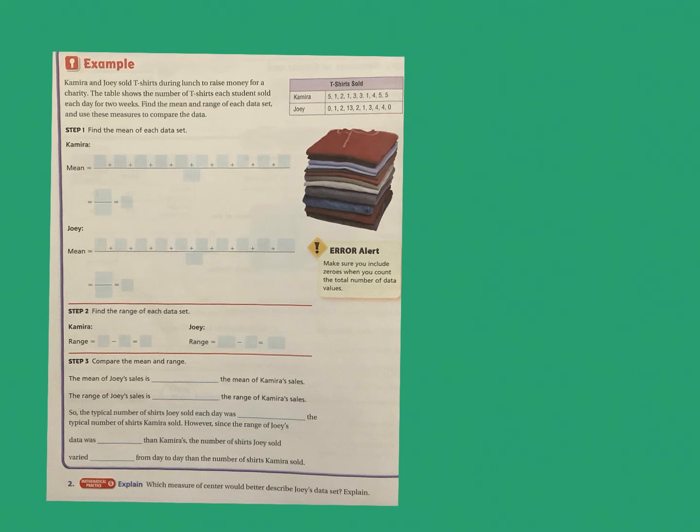The mean is a measure of center, just like a median is as well, and mode is the most repeated as well. Those are measures of center. And the range is going to be the measure of variability. How far does that information stretch out? So we'll compare those to each other. To find the mean, they help kind of guide us through that. We're going to take all of Kamira's data and we're going to add it all together.